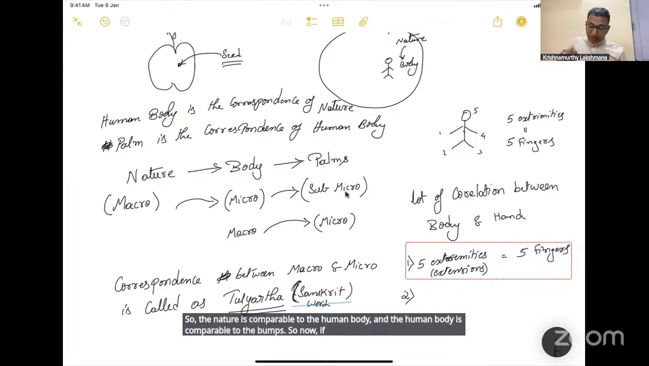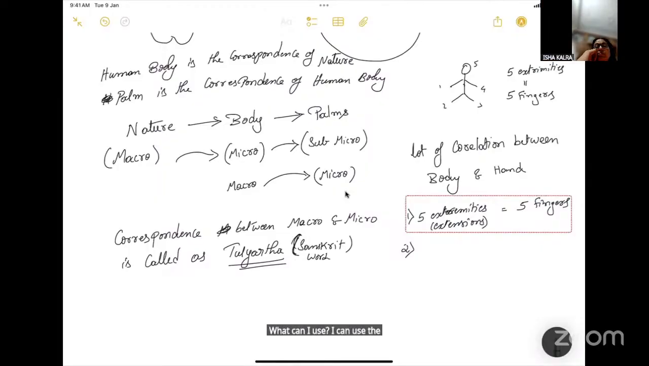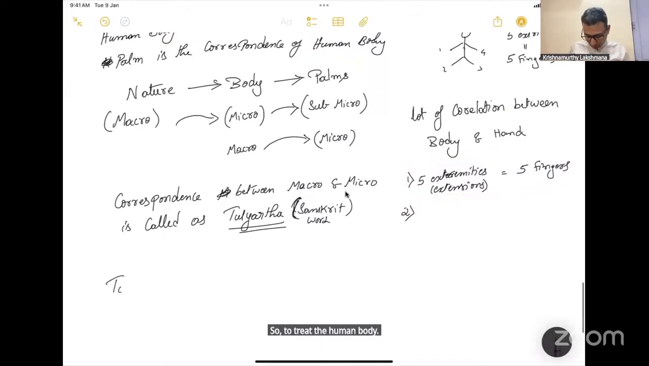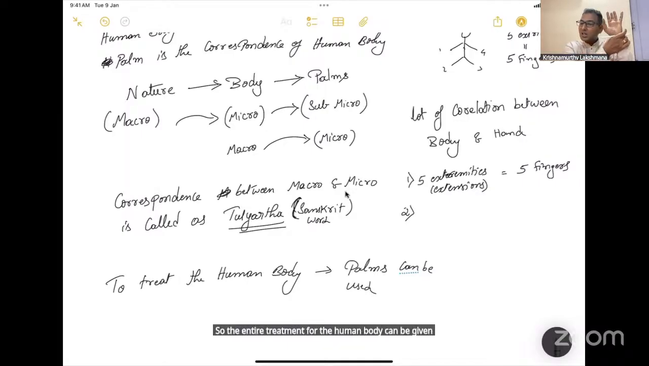So now, if I have to give treatment to the human body, what can I use? Palms. I can use the palm. So to treat the human body, palms can be used. Okay. So the entire treatment for the human body can be given on the palms itself. Isn't it easy?